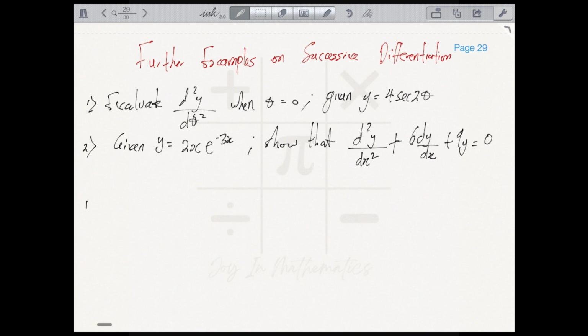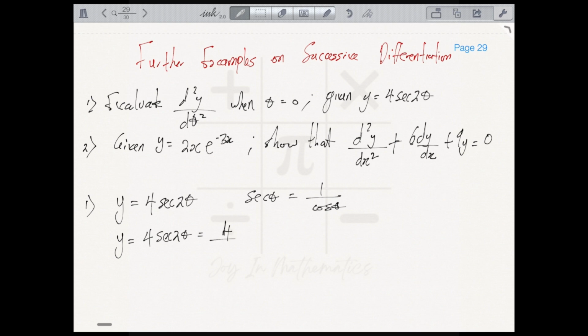So let's start with the first one. We're given that y is equal to 4 sec 2 theta. Now, how do we go about differentiating a sec function? We recall that sec theta, as the case may be, is 1 over cos theta. Therefore y, which is 4 sec 2 theta, can be written as 4 over cos 2 theta.